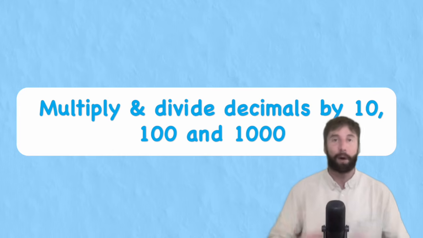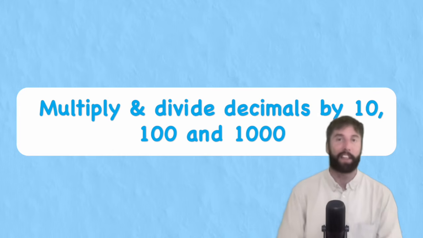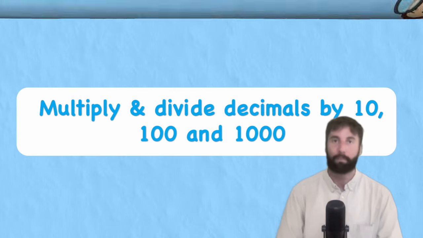Okay, this is our final part of the lesson. Let's look at how to multiply decimals by 10, 100 and 1000 using the place value chart. Let's go.